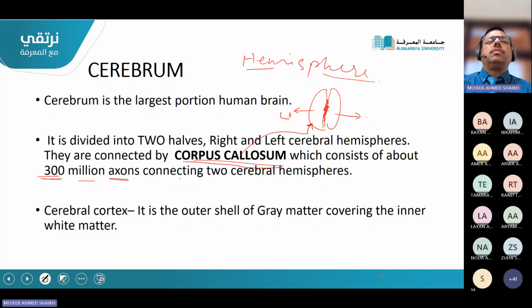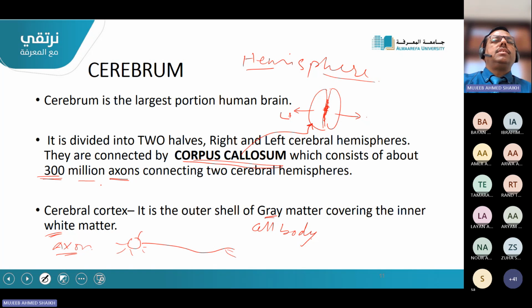The cerebral cortex is the outer shell of gray matter. There are two colors, gray and white. Gray is due to the cell bodies of the neurons. White is because of the axons. So the cell body is lying here and the axon is lying here. So this area will become gray, and this area will become white. I will show you in the picture now.